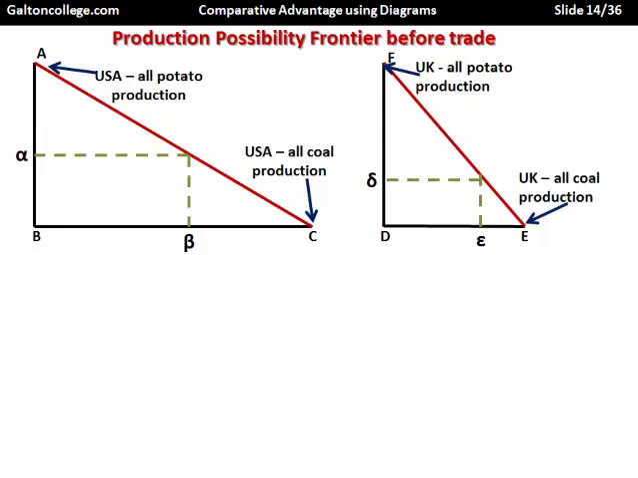At the point F, there will be all potato production, and at the point E, all coal production. And of course, in practice, what the country would do is produce delta, this amount here, epsilon over here. So epsilon of coal and delta of potatoes. So the UK would operate at this point, let's say. Now the Americans are operating over here. So these are independent productions, nothing to do with trade. This is just the two countries working separately.